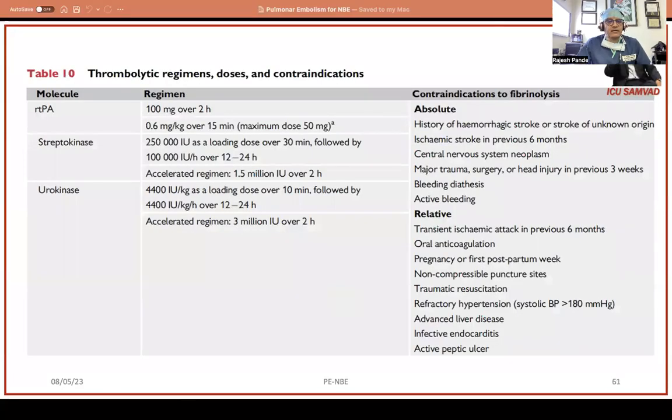Reperfusion treatment, like I said, we do thrombolysis. The drugs most commonly used are rtPA and urokinase. rtPA 100 milligram given over 2 hours, or 0.6 milligram per kg over 15 minutes, maximum dose 50 milligram. And urokinase is 4400 IU per kg as loading dose over 10 minutes, followed by 4400 IU per kg per hour over 12 to 48 hours. So same rules should be followed. Contraindications should be found out, and if there are no absolute or relative contraindications and you feel it is safe, you should thrombolyse.